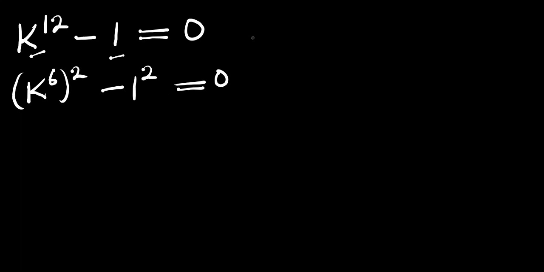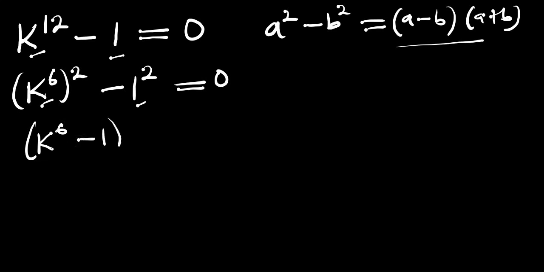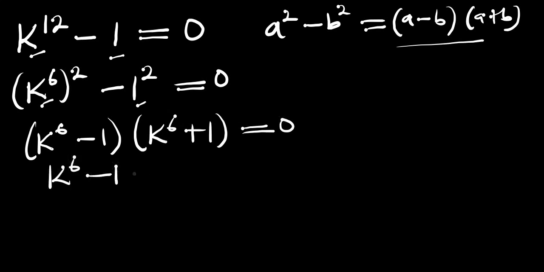We make use of the difference of two squares. If you have a^2 - b^2, this equals (a - b)(a + b), and in this case our a is k^6 and b is 1. So let's start using this. We are going to have (k^6 - 1)(k^6 + 1) = 0. Now that means we have k^6 - 1 = 0, or k^6 + 1 = 0.